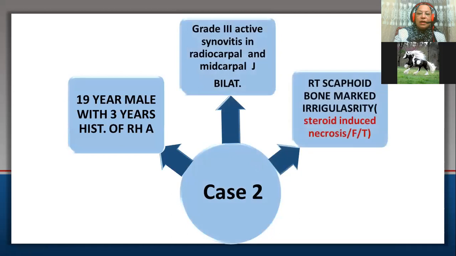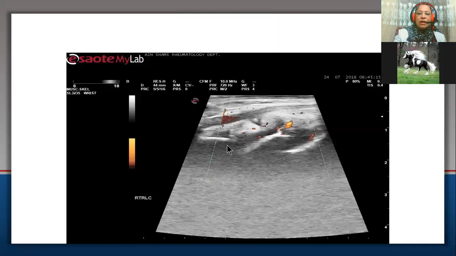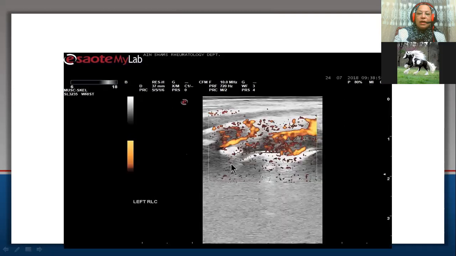My second case was a male, 19 years old, with a 3-year history of rheumatoid arthritis. The patient was on conventional and biologic DMARDs that resulted in remission of the disease, except at both wrist joints, where there was active synovitis at the radiocarpal and mid-carpal joints. This is the image of his right radiocarpal and mid-carpal joints with posterior Doppler signal and synovial hypertrophy. And this is the image of his left radiocarpal and mid-carpal joints with grade 3 active synovitis.